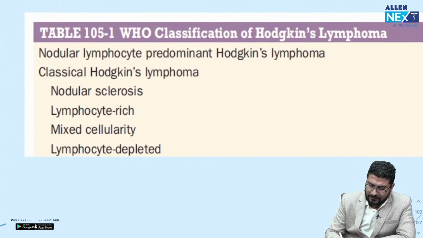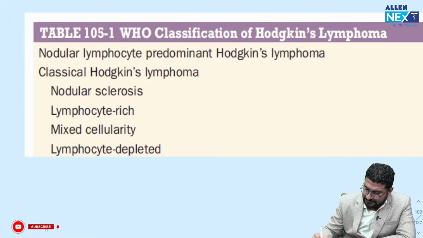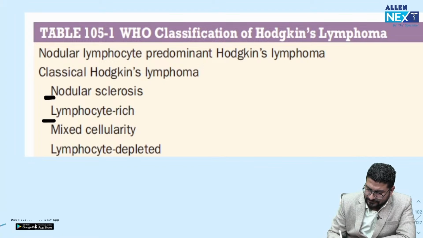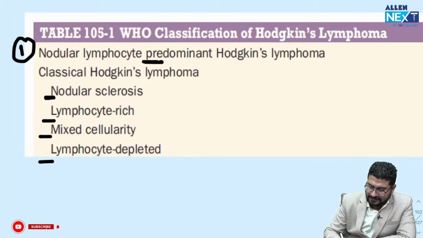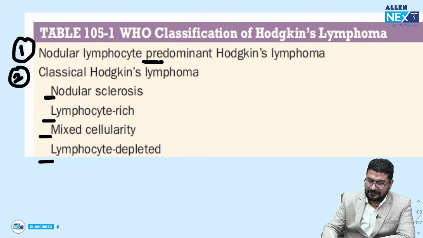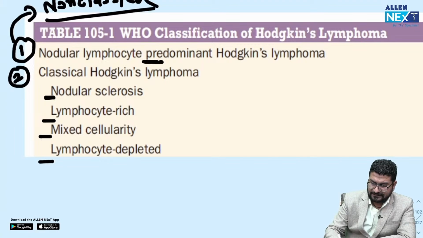Then we have the classification of Hodgkin lymphoma. Let me make this simple. This is the classical type, in which we have nodular sclerosis, lymphocyte rich, mixed cellularity, and lymphocyte depleted. And this is what we call the nodular lymphocyte predominant type. This is called the atypical type. So we can divide this into classical and non-classical type.